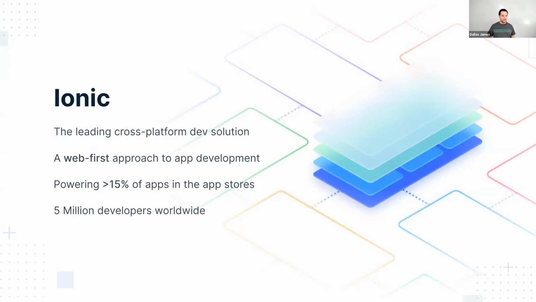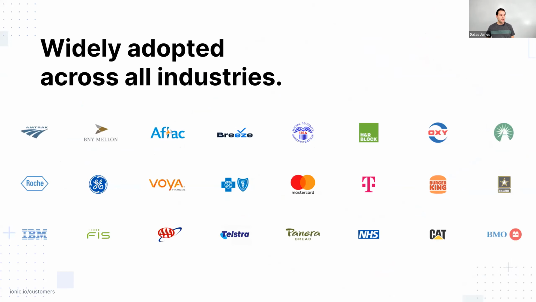So Ionic is the leading cross-platform developer solution using a web-first approach to app development. What this means is that Ionic is built on top of web technologies, which are the technologies that are familiar to the majority of developers in the world today. This technology is used to power more than 15% of apps in the app stores, and it is used by over 5 million developers worldwide. This technology that we've built and is available is widely adopted across several industries, from transportation to finance and even into logistics. And so we have lots of experience working with various companies in different industries.